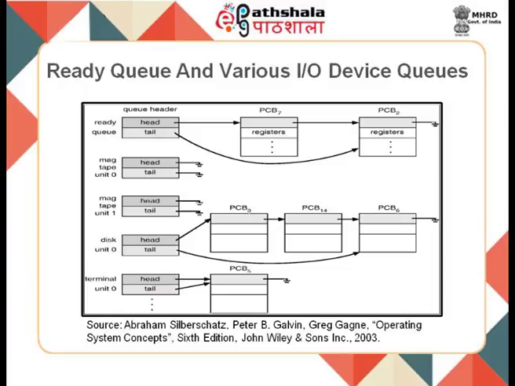And this is a queue corresponding to a magnetic tape. This is again a queue corresponding to another magnetic tape. This is a queue corresponding to a disk. This is a queue corresponding to another terminal unit and so on. In the terminal unit, there is one process which is trying to print something, maybe to the terminal, and here there are 3 processes that are waiting to write to the disk.